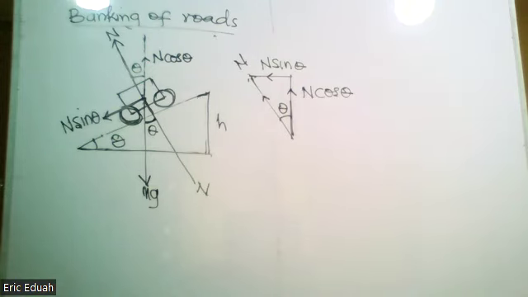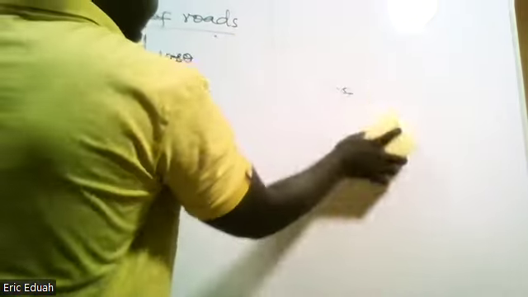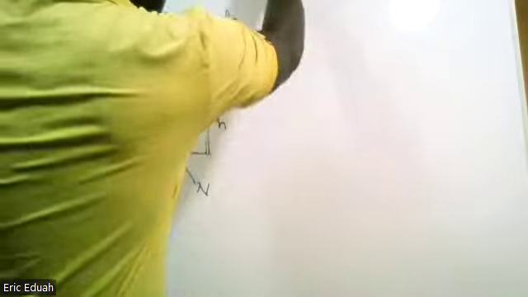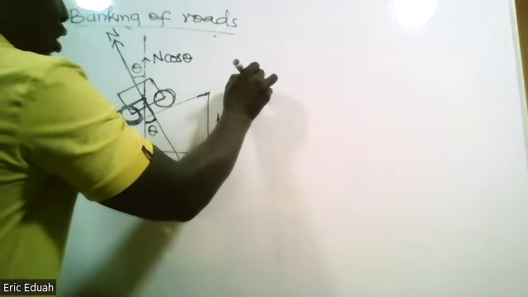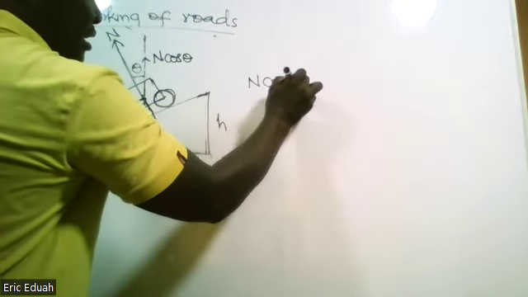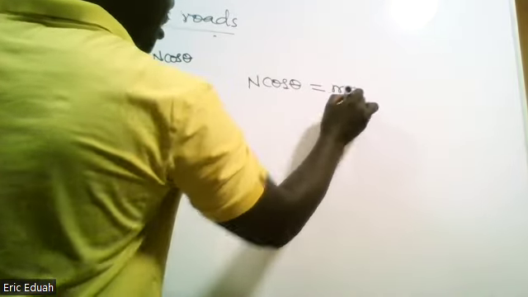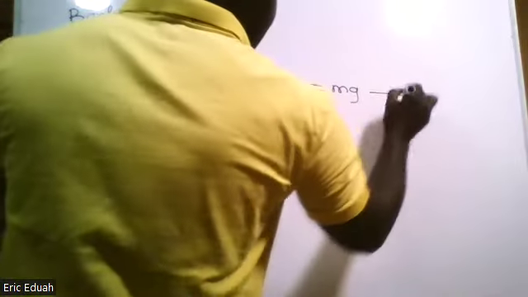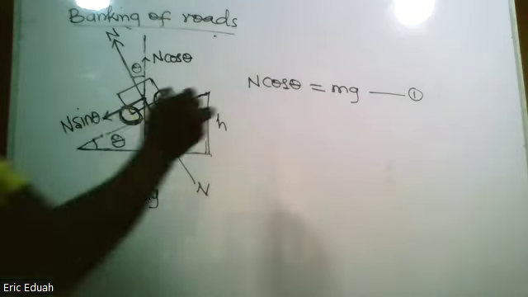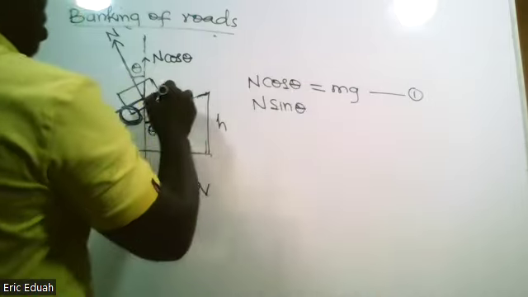Okay. All right. So if that is the case, when we look at vertical equilibrium, we have the N cos theta component balanced by the weight of the car, mg. Then we have the N sin theta component unbalanced.